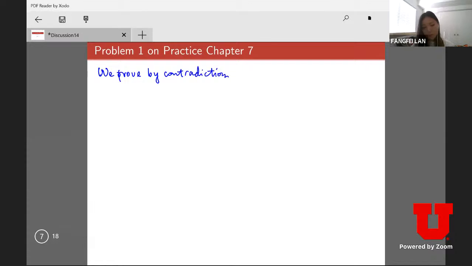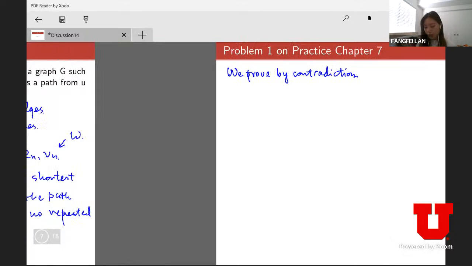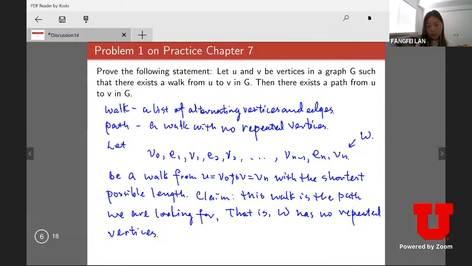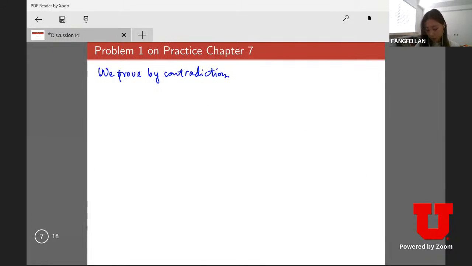If we want to prove by contradiction, what do we assume to be true? Remember the claim back here, W has no repeated vertices. So what do we assume if we want to use contradiction? Then in order for a walk to exist between U and V, it has repeated edges. Exactly. Repeated vertices, right? It has repeated vertices.